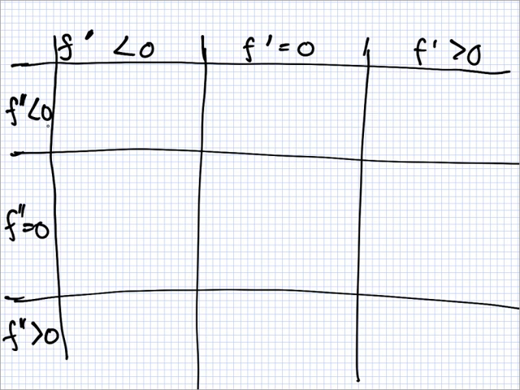The second derivative is negative, so what does that tell us? It's concave. So it's downward concave. How could I draw that? I could draw it like this. This is downwards, isn't it? And it's concave. So the graph would look like this here.